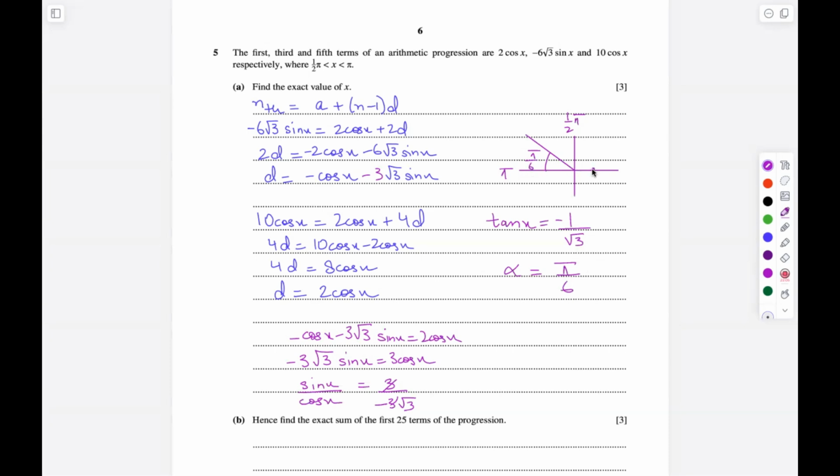So x will be this angle measured anti-clockwise from the x-axis. So x will be pi minus pi upon 6. So the value of x will be equal to 5 pi upon 6.